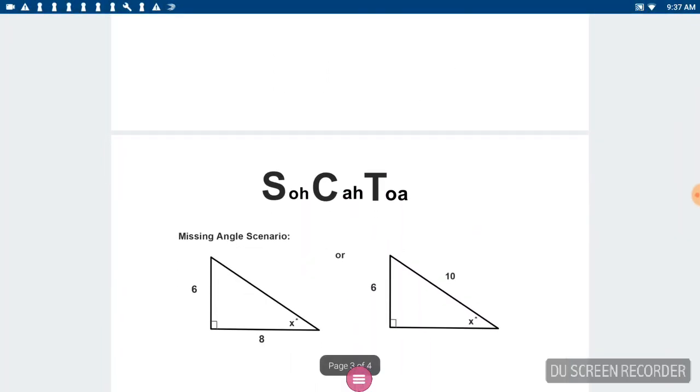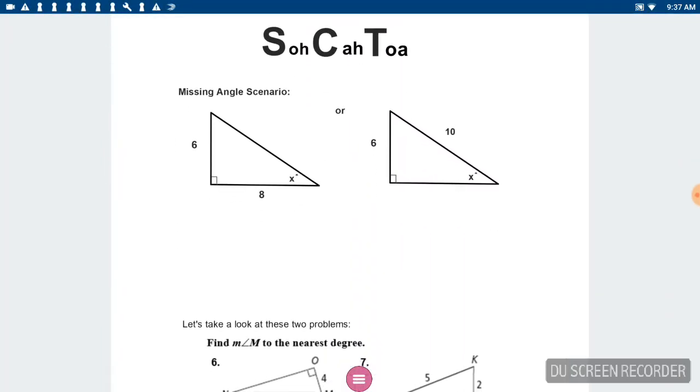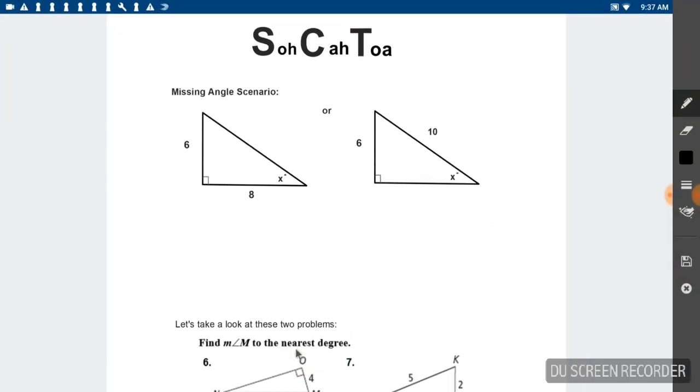All right, cool thing about SohCahToa, guess what? We can find missing angles as well. Gasp. Here we go, missing angle scenarios. Look what's happening here. Now the variable is in the angle position. Because there's only one variable that can have it in a right triangle, there's only one angle that can have an opposite side of 6 with an adjacent side of 8.